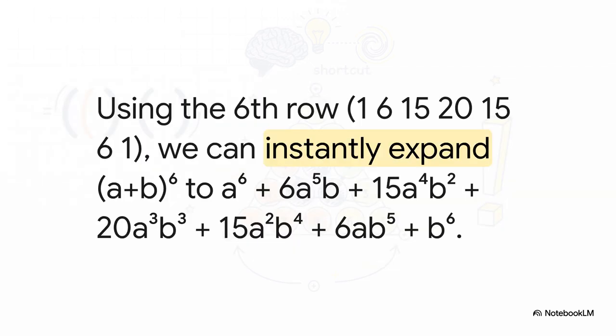And now we can see just how powerful this is. Just by following that simple rule, we can create the next row for n equals 6, which turns out to be 1, 6, 15, 20, 15, 6, 1. And boom, just like that, with zero tedious multiplication, we know the entire expansion of (a + b)^6. It's like a cheat code for algebra, for real.